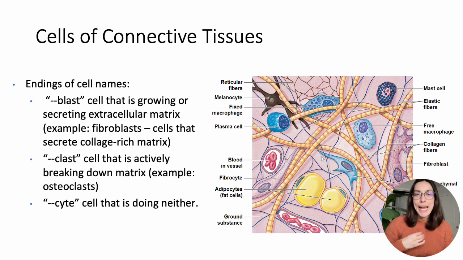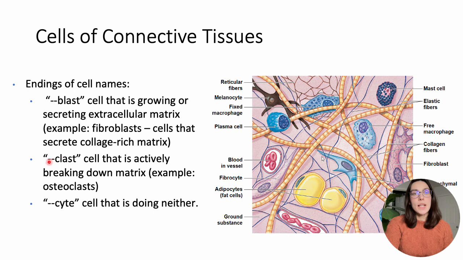Now, there are different types of cells that are common to connective tissue, and their endings or suffixes can give us some clues about what these cells do. If the cell name ends in blast, that means that cell is growing or making something, secreting something. One example is fibroblast, right? Blasting fibers all over the place, meaning it secretes the proteins that create these rope-looking things, those protein fibers.